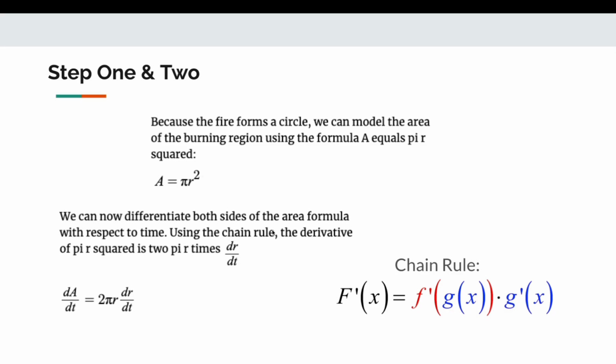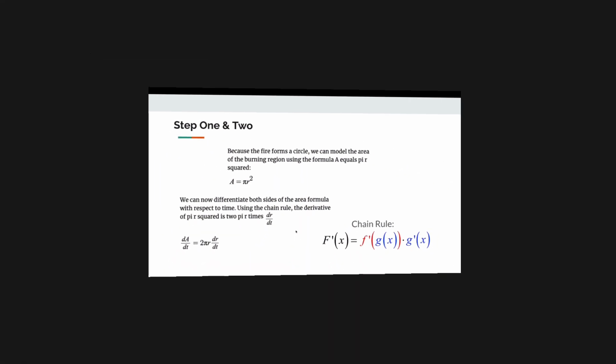And now, since we have that formula, we can differentiate both sides of the area formula with respect to time. We can use the chain rule to do this, and the derivative of pi r squared is 2 pi r times dr over dt. So then we have dA over dt equals this.